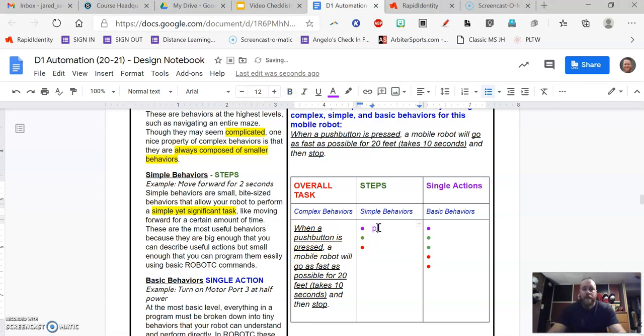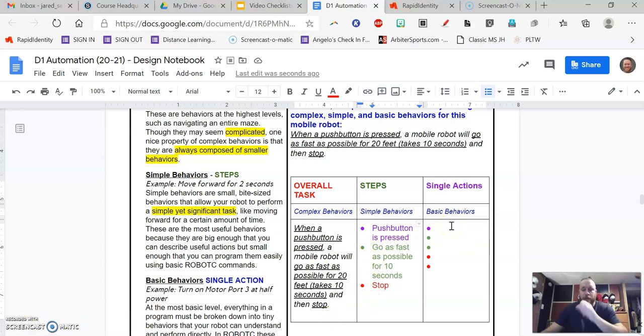So the first step, or simple behavior, is that a push button is pressed. That's the first simple behavior, the first step. The second step is that it will go as fast as possible for 10 seconds. That's the second step. And then the third step is that we want the robot to stop. Pause the video and copy down those simple behaviors.